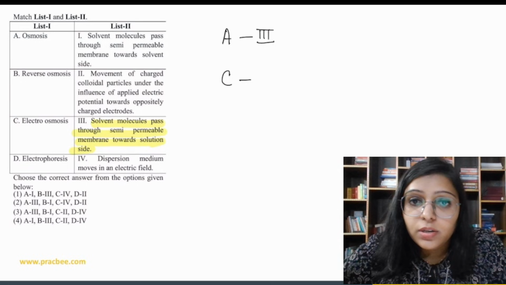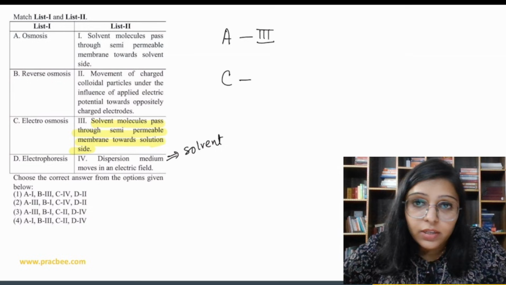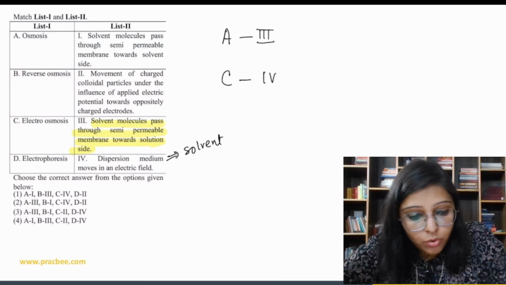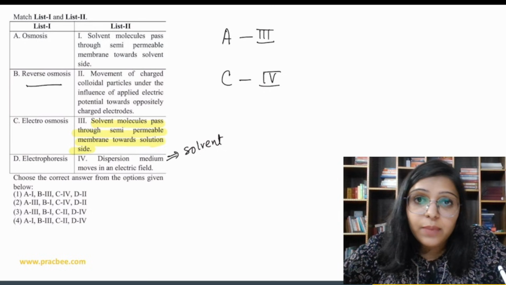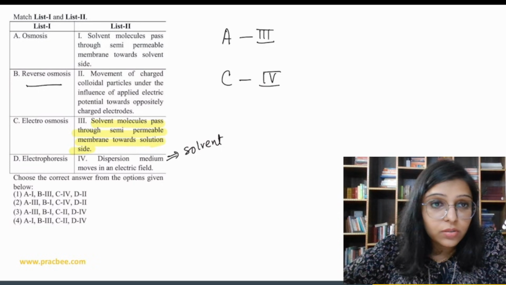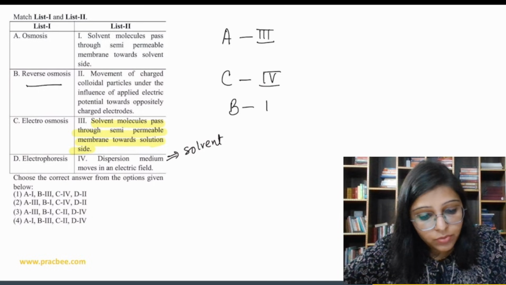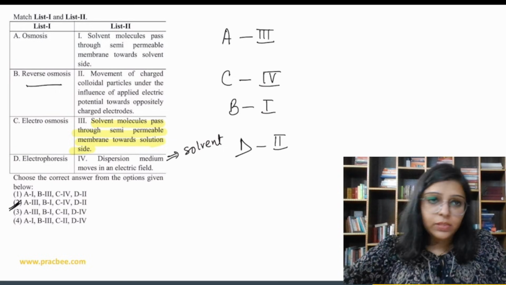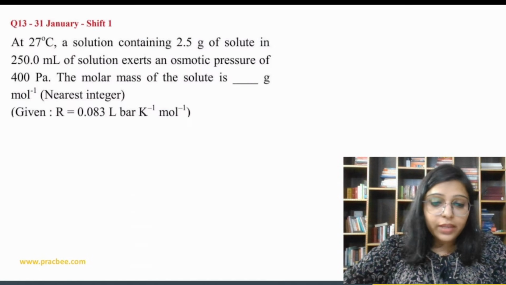Electroosmosis. So in electroosmosis, the dispersion medium, it means solvent-like particles, moves in an electric field. So C can be matched with the fourth option. What is reverse osmosis? Solvent molecules pass through a semi-permeable membrane towards the solvent side. Solvent to solution is osmosis. Reverse is opposite to osmosis. So it means B can be matched with first and D can be matched with second. So option 2 is the correct option. This is completely a theoretical question. Easy question.